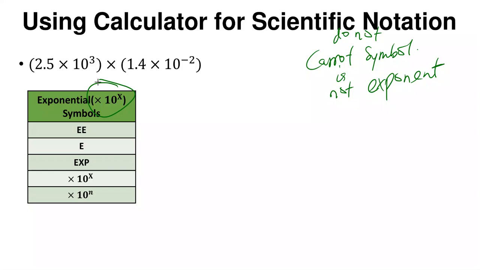The common symbols you see on a calculator are either EE or a single E, or EXP, for exponent, times 10 raised to the power X. I like using these last two terms. Some calculators do come with these. Those are the ones I recommend for this class. If you were there on the first day of class, I already told you the calculator I showed you uses these last two terms. It's easier for you to do.